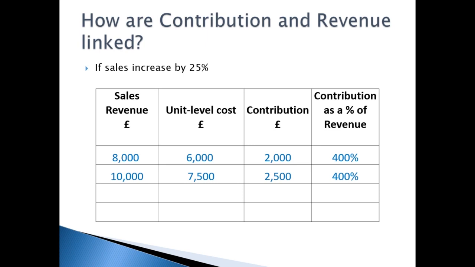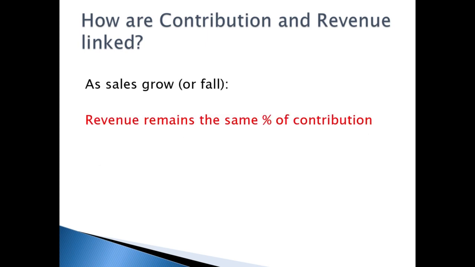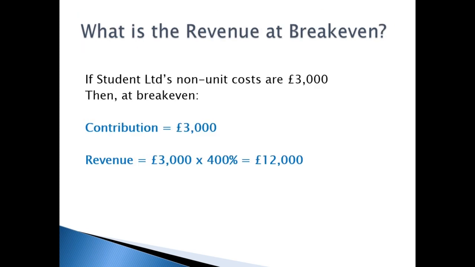Okay. So what happens is that as sales go up or go down, revenue will always be the same percentage of contribution. So let's go back to our example of Student Limited. Their non-unit level costs were £3,000. Therefore, at break even, their contribution is going to be £3,000. Their revenue is 400% of the contribution, so it's going to be £12,000.